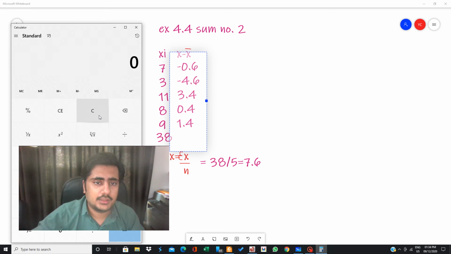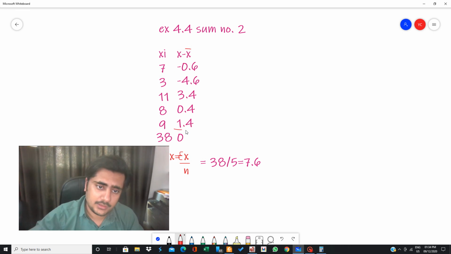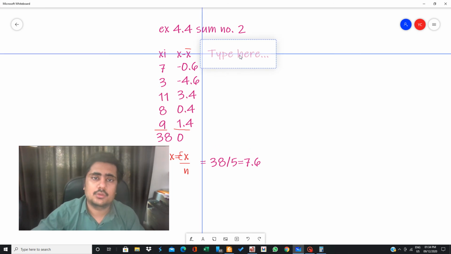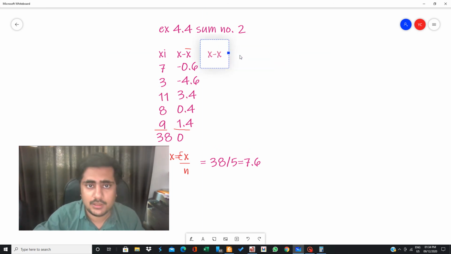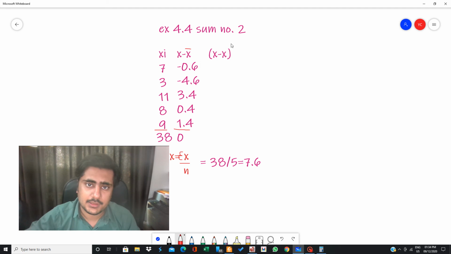Now you can check by totaling this x minus x bar column. It should be and it must be 0. I hope you heard me correctly. The sum of x minus x bar is always 0. Sir, if this is 0, then why did you find this? Actually, I want to find x minus x bar whole square.